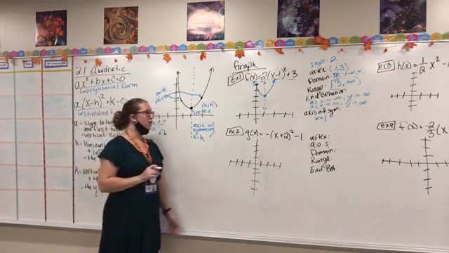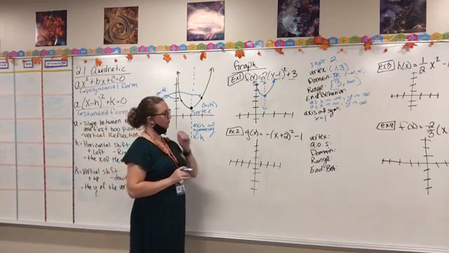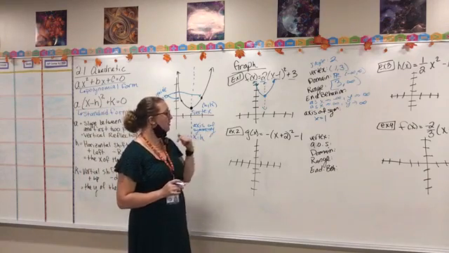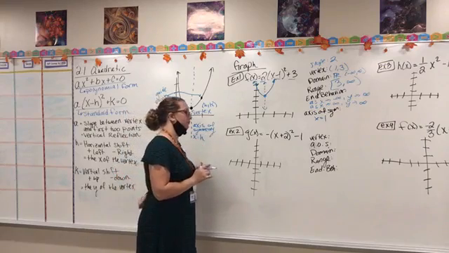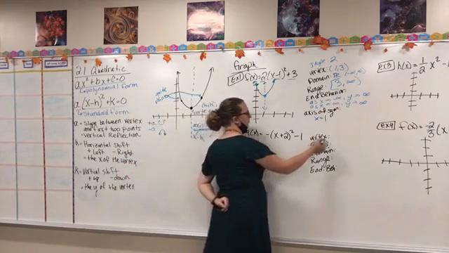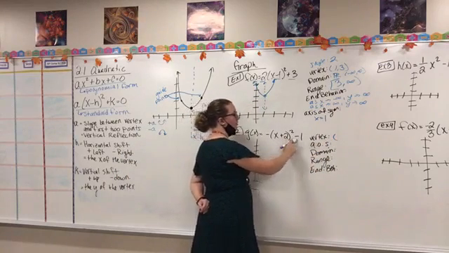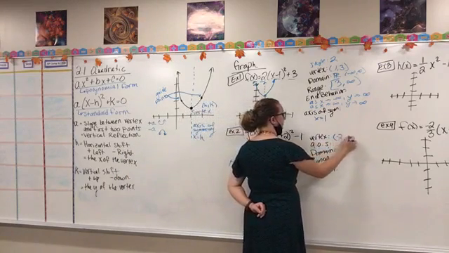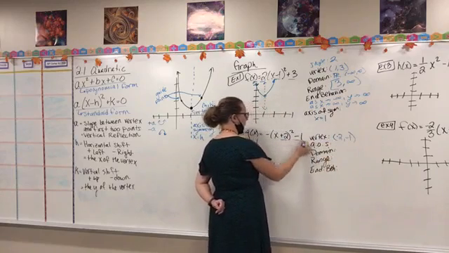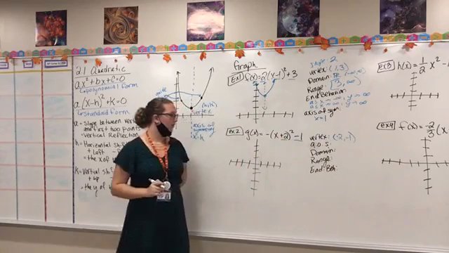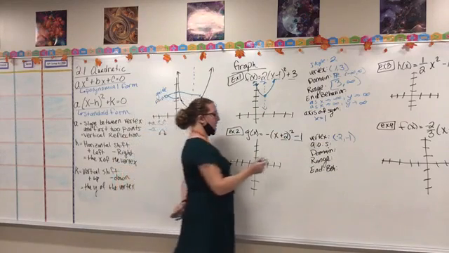All right, number 2. Okay, number 2, what is my vertex? -2, -1. Changing the sign of h, leaving k.